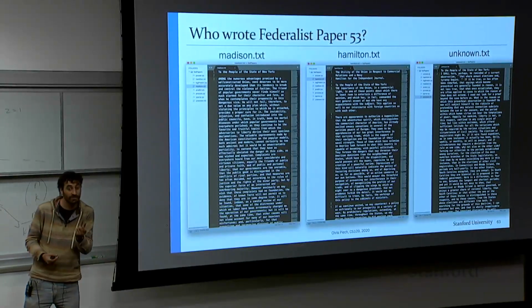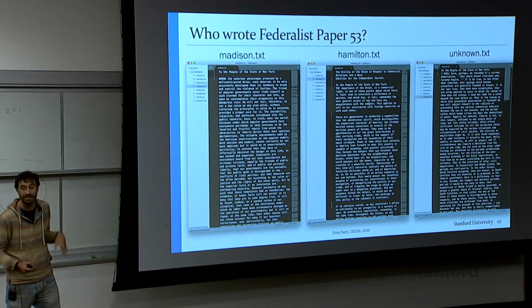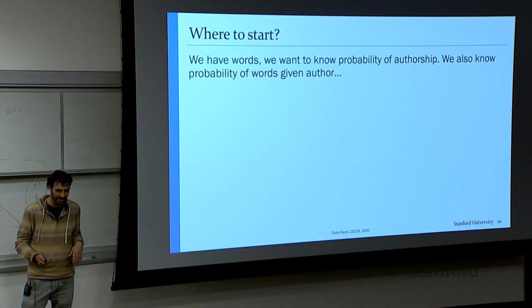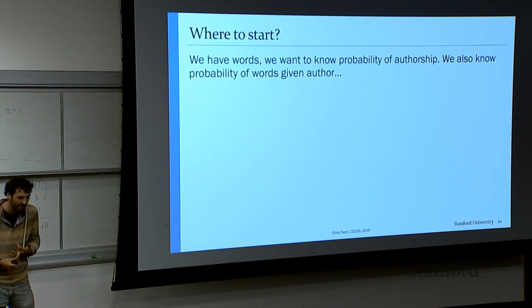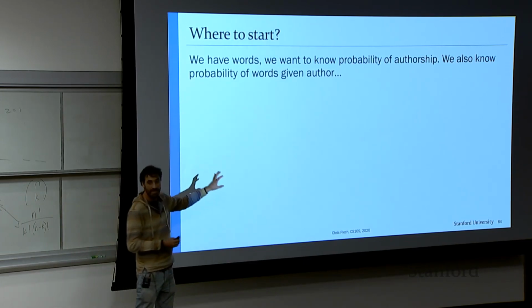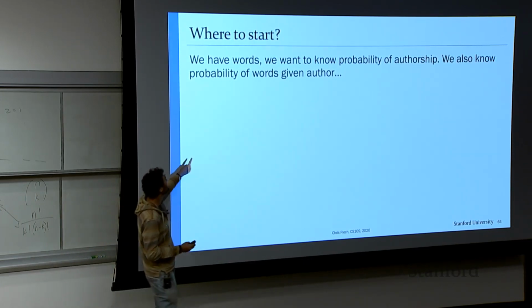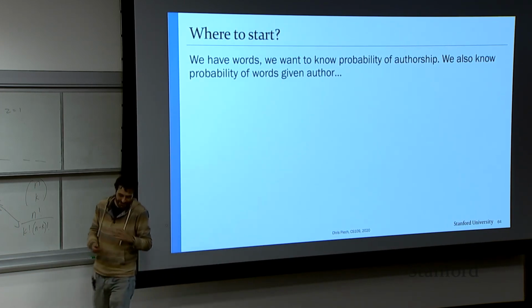We're not just going to focus on the one word, divisions. Instead, we want to think about all the words that show up in unknown.txt. So you have all these words. You want to know the probability of authorship. And using the documents that I gave you of Hamilton and Madison, you can know the probability of any word given the author. So this is a fun problem to think about.